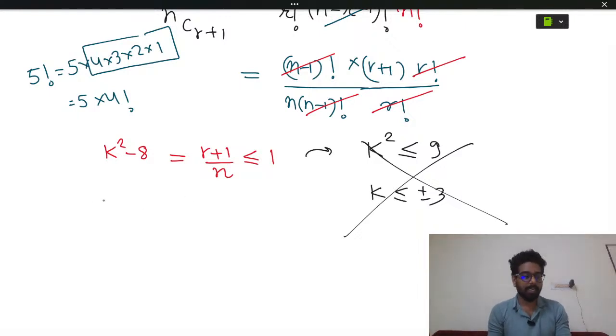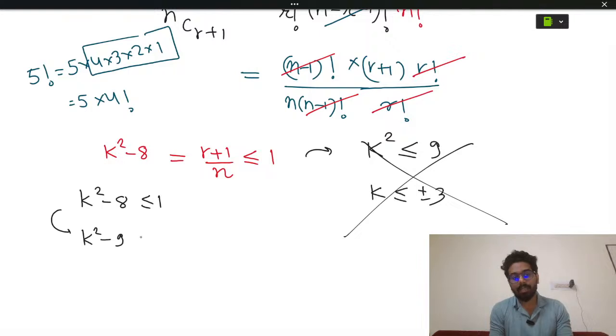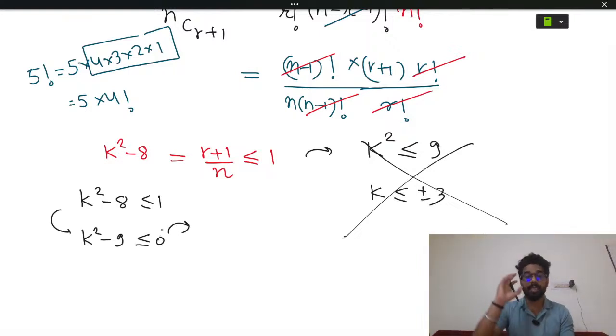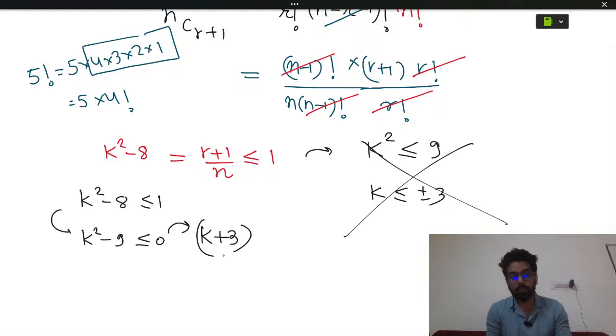How do we have to do it? Let's learn. So k square minus 8 is less than or equal to 1. You will write down then k square minus 9 less than or equal to 0. Now the first thing that you will do, you create the 0 on one side of the inequality, and on the other side of the inequality you will factorize the term. So k plus 3 into k minus 3.